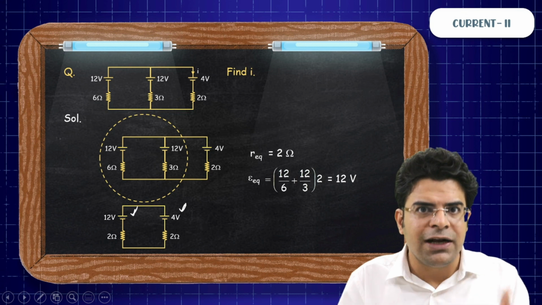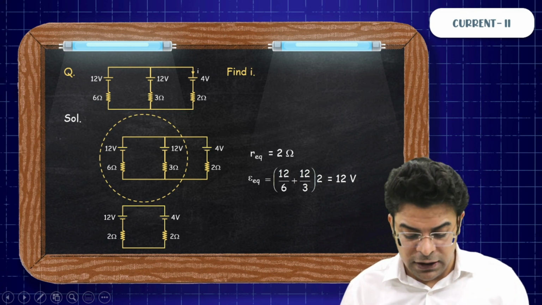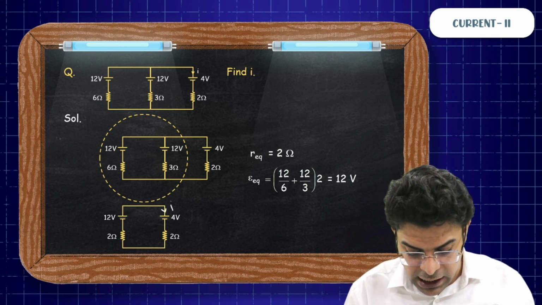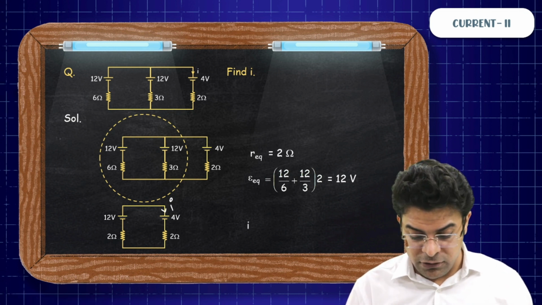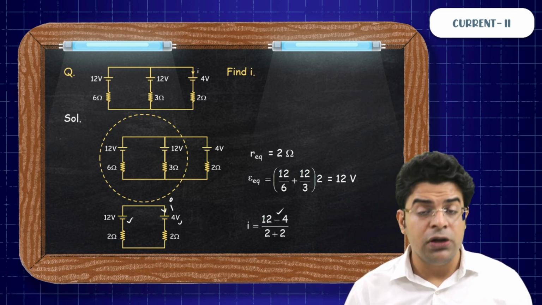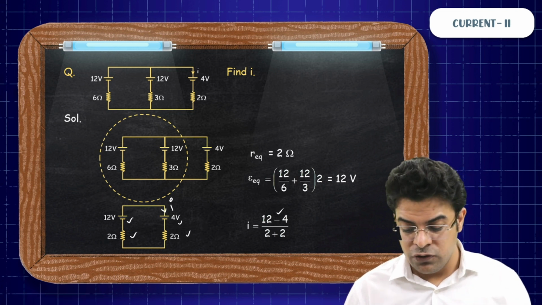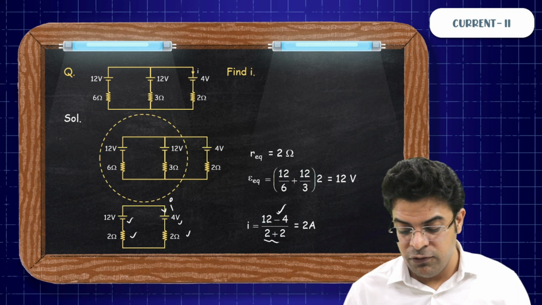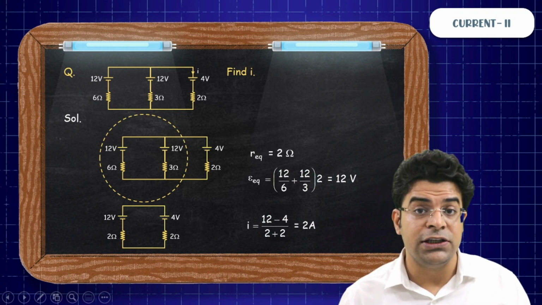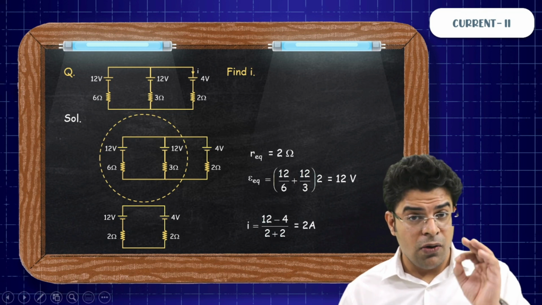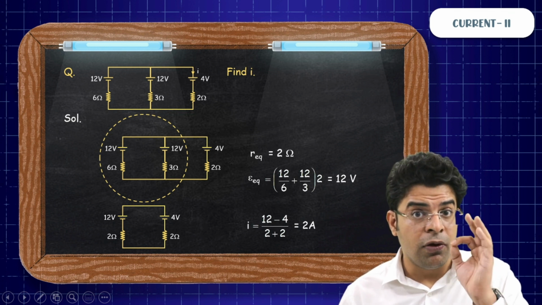Who wins? Definitely the stronger one, the 12 volt. So the current in the loop, which is I, we need to find, has to be equal to 12 minus 4 upon the resistance of the single loop, which is 2 plus 2. So 12 minus 4 gives you 8, 8 by 4 gives you 2 ampere, so the value of I is 2 ampere.